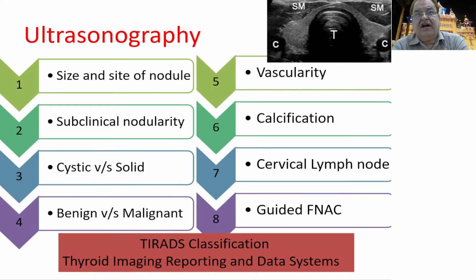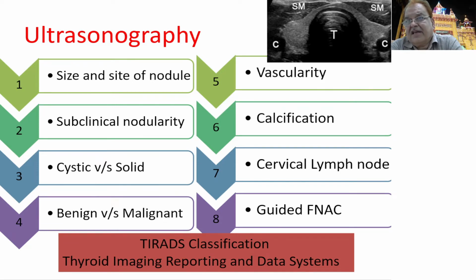The second investigation is the ultrasonography. Now, ultrasonography gives you the size and the site of the nodule in a case of suspected solitary thyroid nodule. Does the patient have very small nodules which are not clinically palpable? Is it cystic or is it solid? There are features to suggest whether it is benign or malignant. You look at the vascularity with the help of the duplex. Look for the calcifications. Look for the cervical lymph nodes, and then you can carry out a guided FNAC from a suspicious nodule. And ultimately, the ultrasonologist will give you what is called a TIRADS classification.